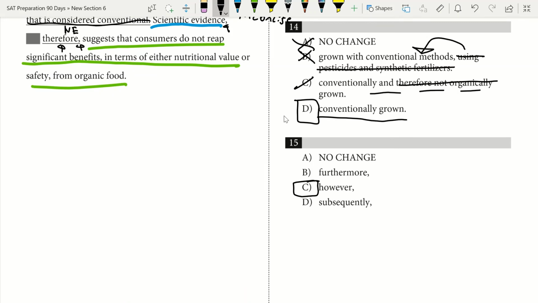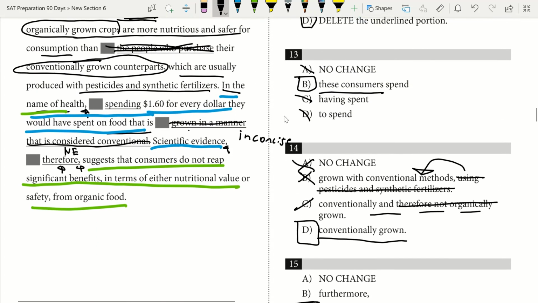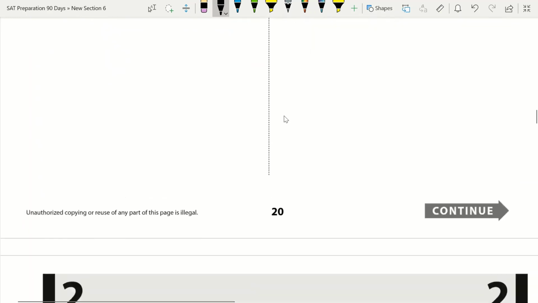All right, so now we've gone ahead and we've answered 14 and 15. At this point, it looks like we have no more questions left on this page, so we can go ahead and move on to our next page.